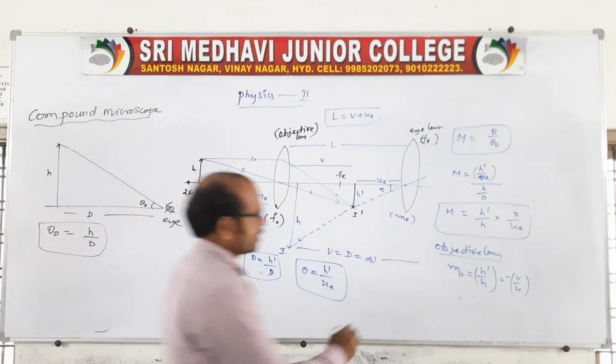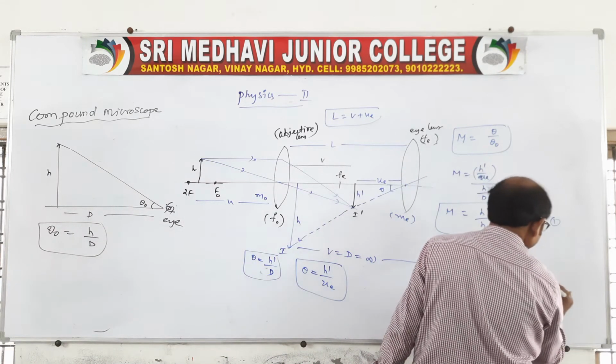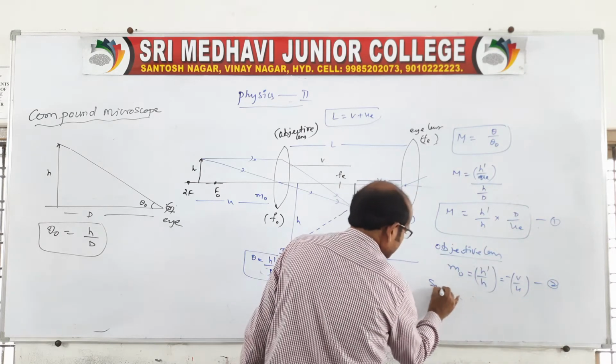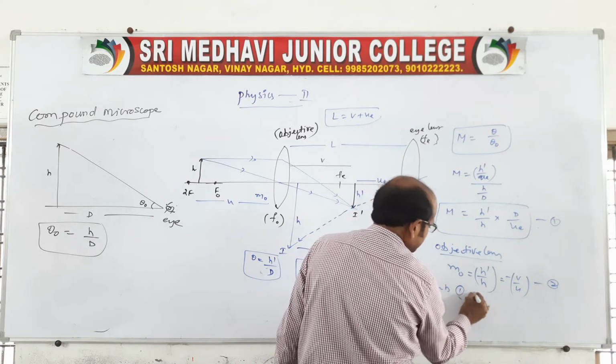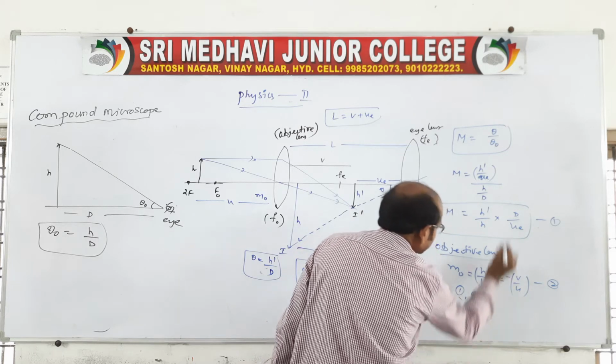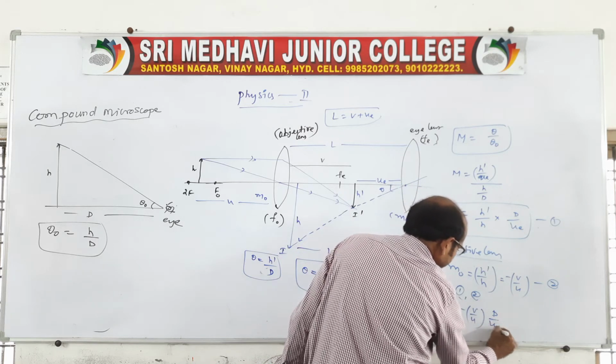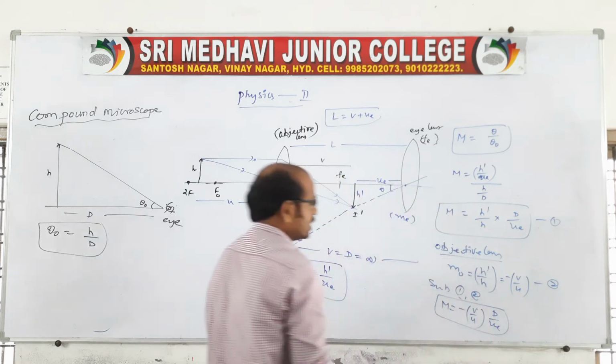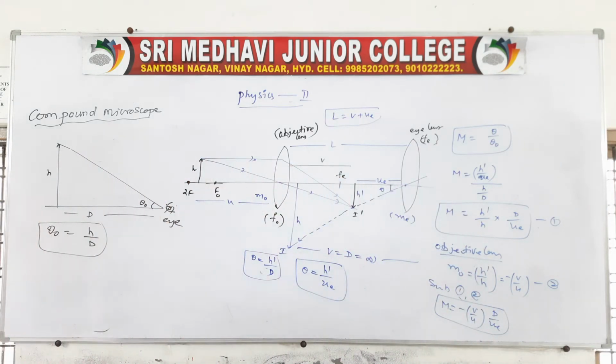Therefore, you write this as equation 1, and you take this as equation 2. Now replace from equations 1 and 2, so that the capital M is equal to minus v by u into d by u e. This is by using the objective lens magnification, which we can take like this.